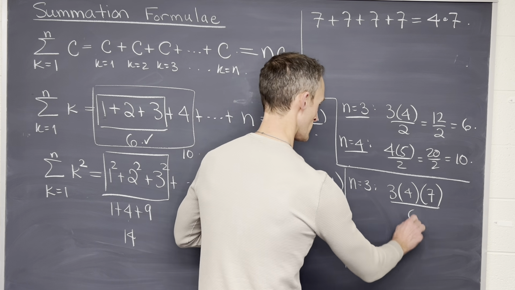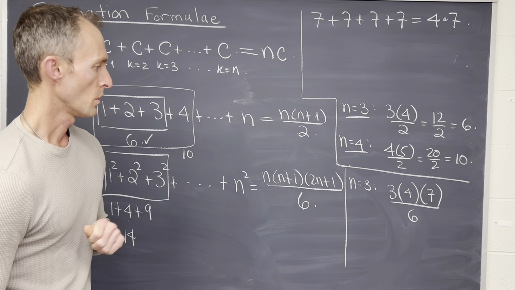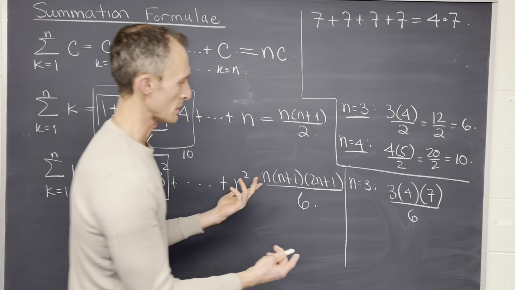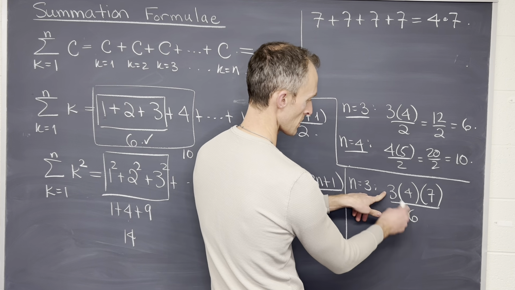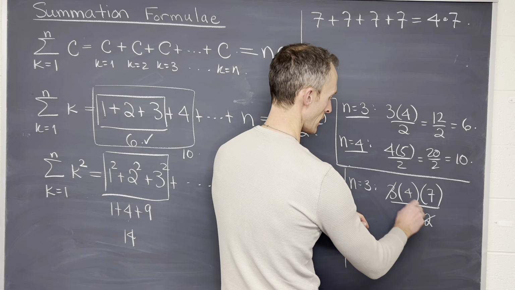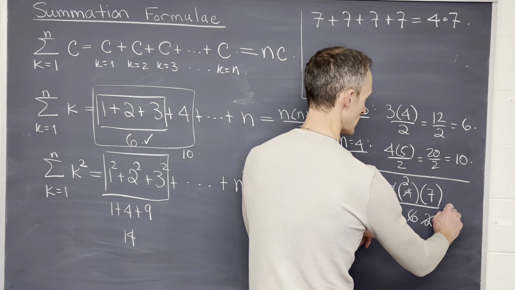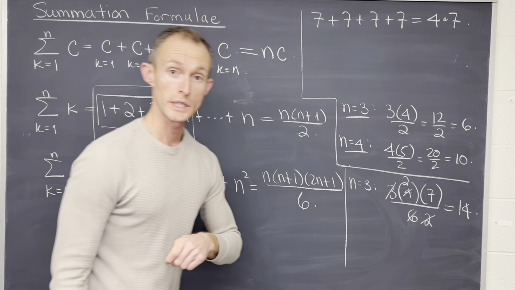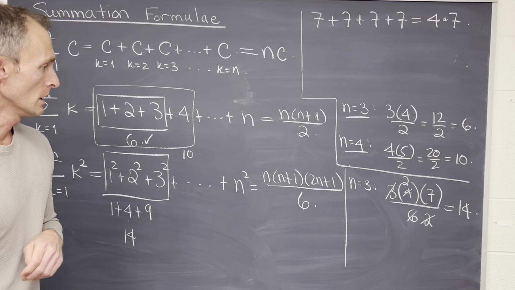All over 6, okay. Well, I'm going to cancel first to make things a little bit nicer. Like a 3 and a 6, right? So that 3 can cancel, now that's a 2. And then the 4 and the 2, that can cancel, and that's a 2. So 2 times 7 is, well, how about that? It's 14. Okay, well, let's do one more.